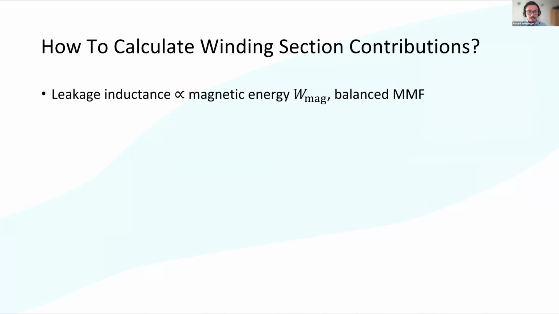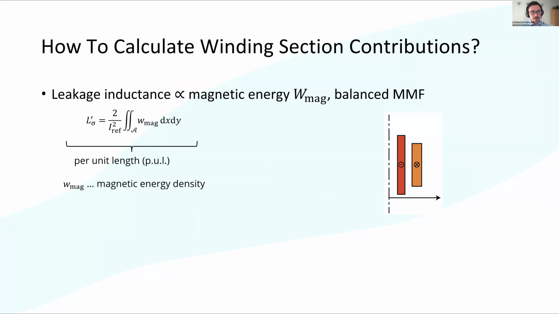But how do we calculate these winding section contributions? Well, I mentioned earlier already that leakage inductance is proportional to magnetic energy, provided that the magnetomotive forces of the windings are balanced. And for getting the leakage inductance per unit length, we basically just integrate the magnetic energy density of our given cross-section over the computational domain, and we're more or less fine with that.